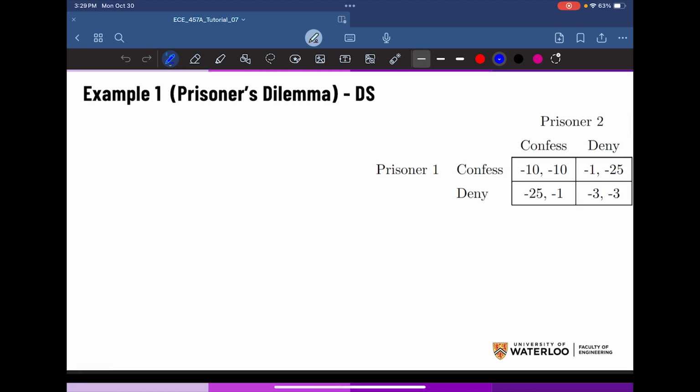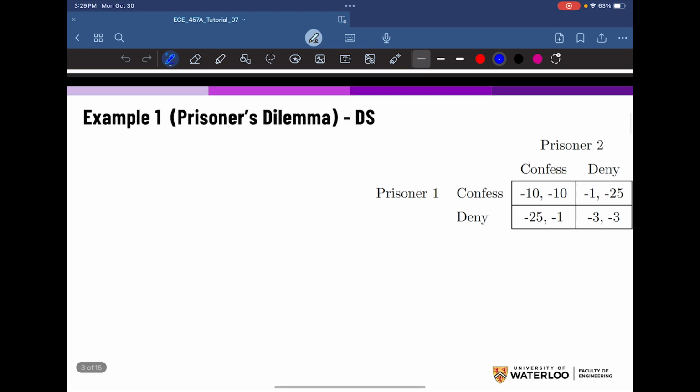The first example is the good old prisoner's dilemma. So we're going to use DS, dominated strategy, to see if we can solve this one, or if we can find an equilibrium. So let's find the dominant strategy for prisoner 1 or player 1. For player 1, we have two options, two moves: confess or deny.